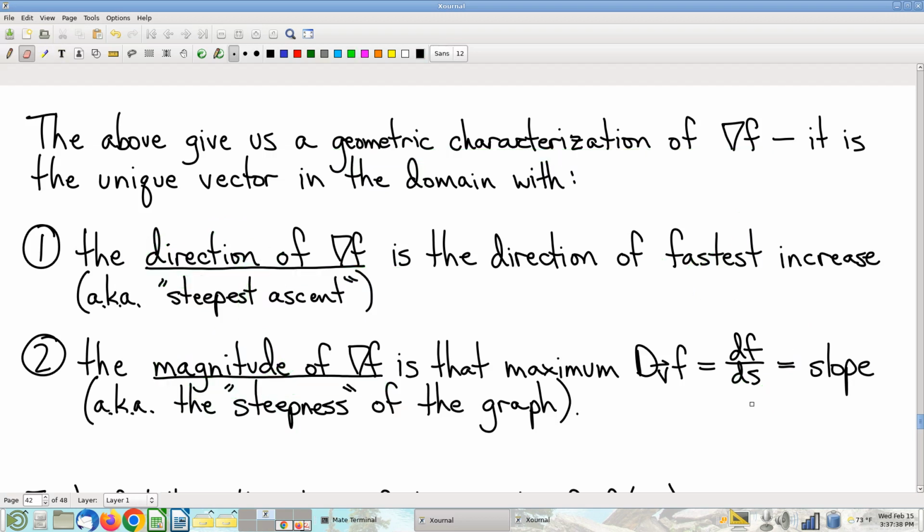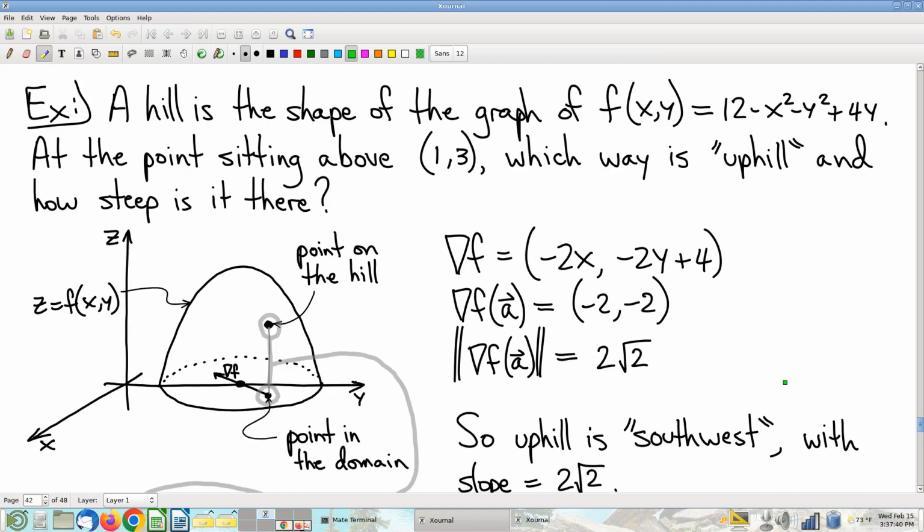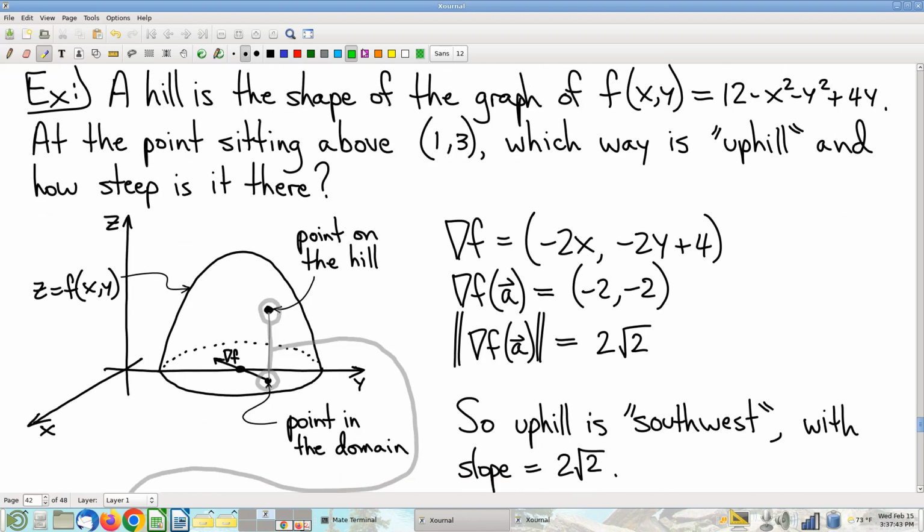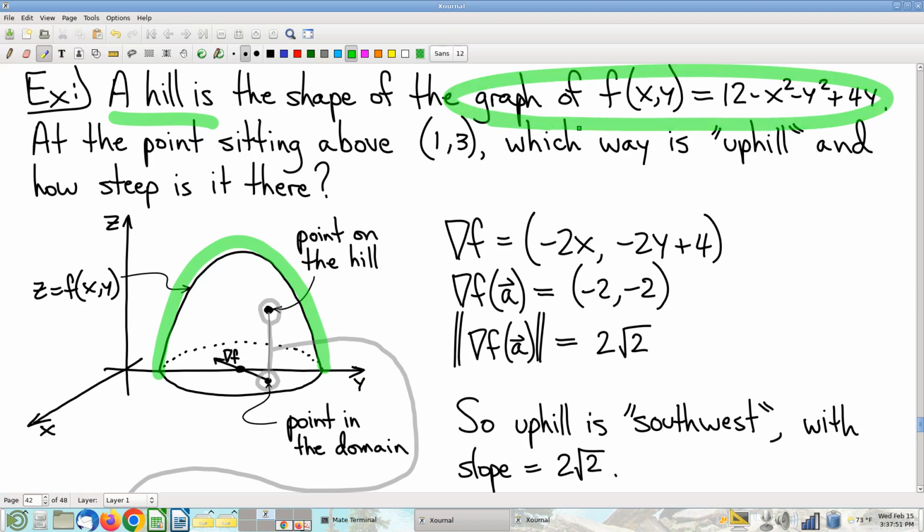Okay. So let's see an example. We've got a hill. The hill is in the shape of this graph, a graph of that function. Keep in mind, graph means z equals whatever the function is. So we have z equals f of x comma y. That's the graph. And we find ourselves at this point, and as we stand on the hill at that point, we want to know which direction is uphill and how steep is the mountain. How steep is the hill at that point? Okay, is everybody on board with the question?